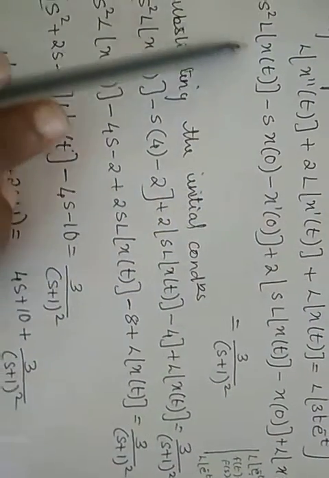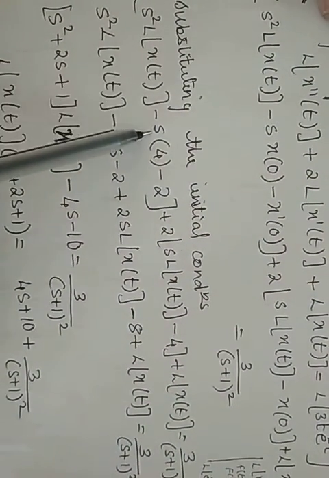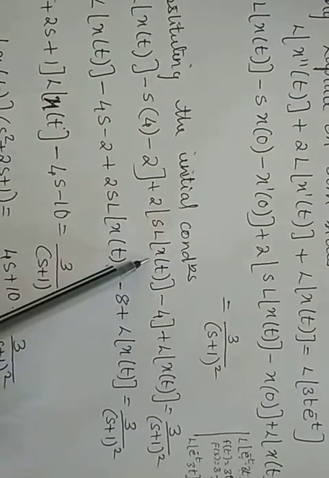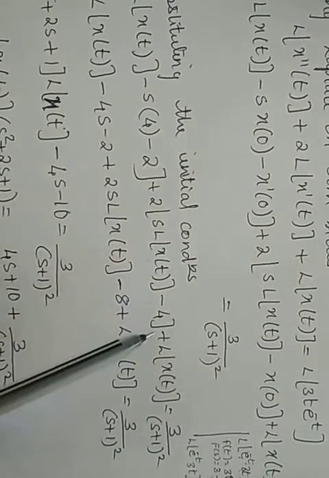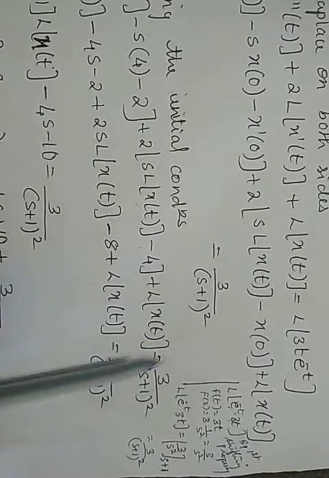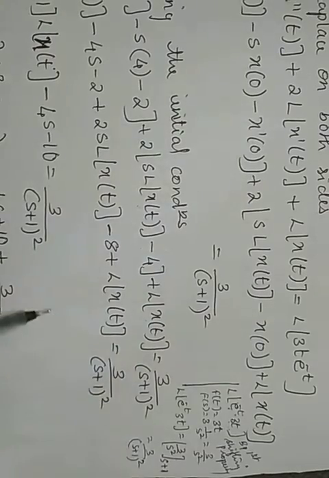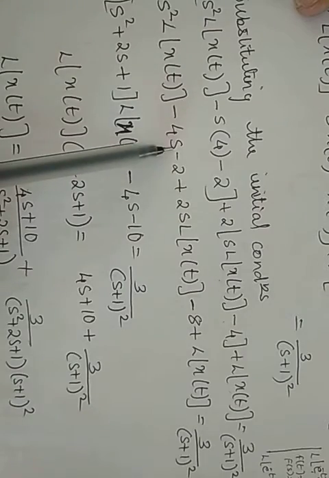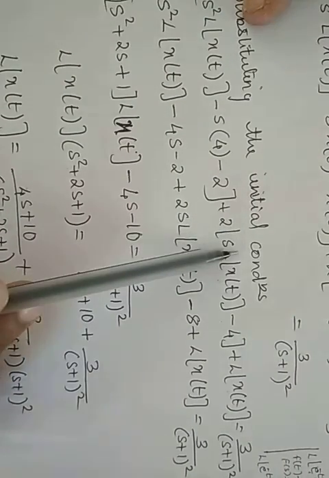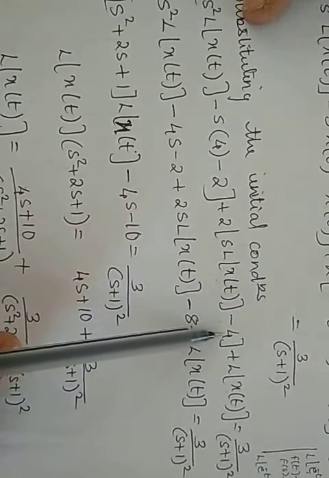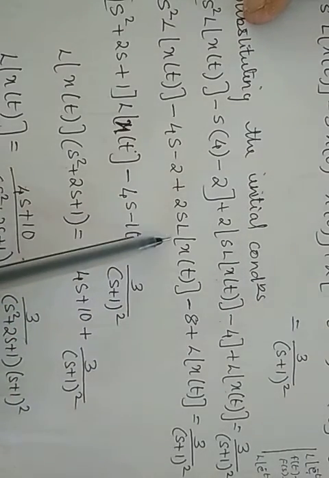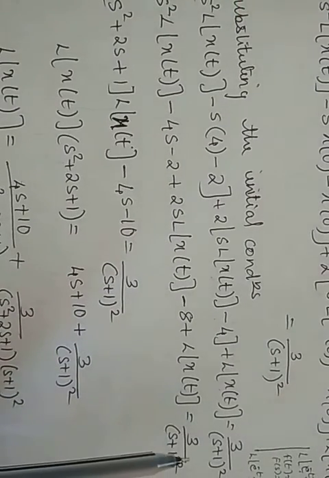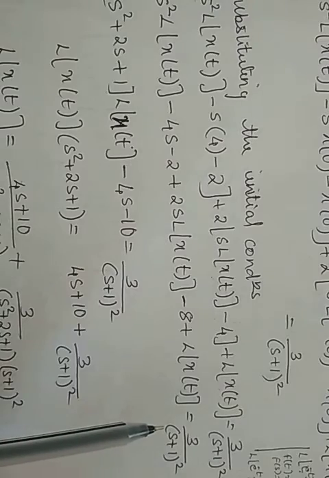So s square into Laplace transform of x of t minus s into 4 minus 2, plus 2 into s into Laplace transform of x of t minus 4, plus Laplace transform of x of t is equal to 3 upon s plus 1 the whole square. Simplify: s square into Laplace transform of x of t minus 4s minus 2. This 2 will get multiplied to the bracket, so 2 into s into Laplace transform of x of t minus 8, plus Laplace transform of x of t is equal to 3 upon s plus 1 the whole square.